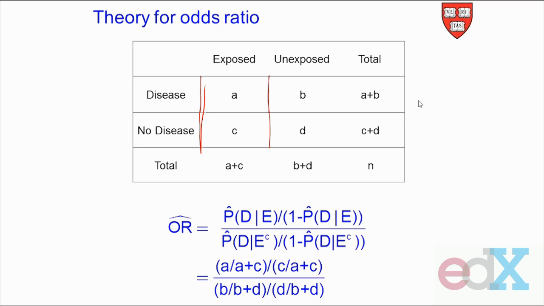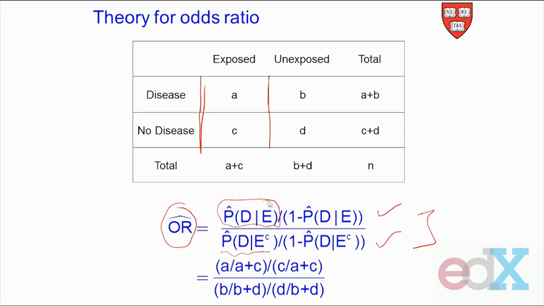And our odds ratio, we can estimate by getting an estimate of disease amongst the exposed divided by 1 minus that, and then an estimate of the disease amongst those who are not exposed divided by 1 minus that, and then take the ratio of the two, and that's the odds ratio. So we can estimate this.